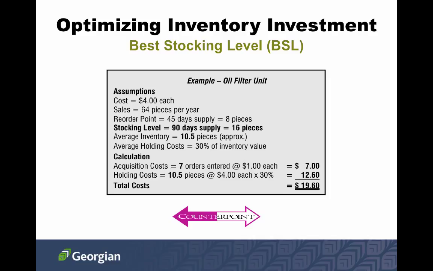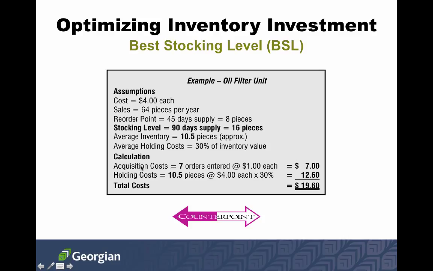Everything is the same except the highlighted lines here. My cost is still $4 each. My 64 pieces is my annual demand. My reorder point is 45 days supply. My stocking level is 90 days supply, or 16 pieces, because I've doubled that now. And again, take my word for it, I'll have on average 10.5 pieces approximately in inventory, and the number of orders that need to be placed has now dropped from 26 to 7. And again, at $1 each, and average holding cost stays the same, 30% of inventory value.